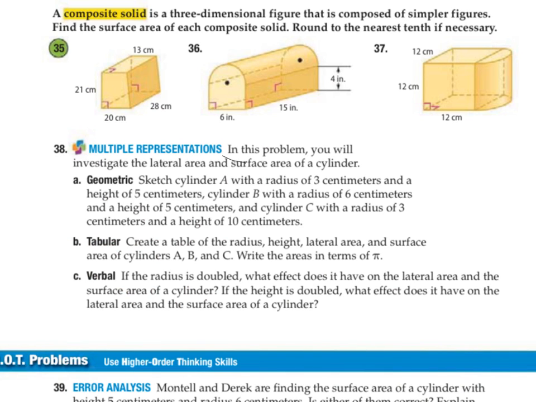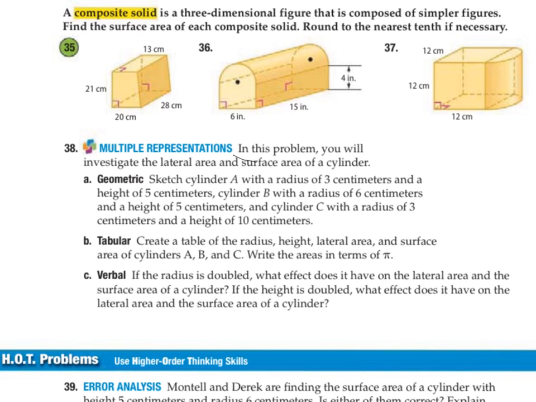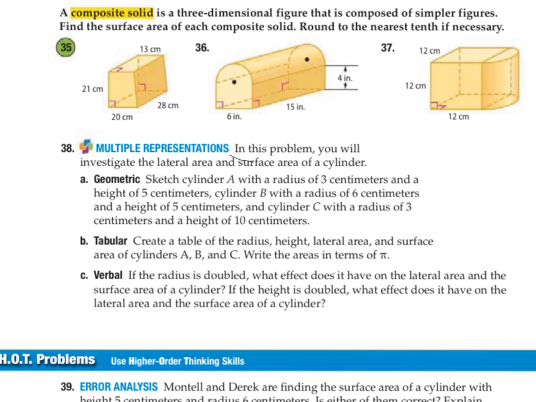When you look at these composite drawings, these composite figures, it means you're going to have to do to these three-dimensional figures what we did in Chapter 11 to two-dimensional figures. We're going to divide them into figures that we can handle. Let's start with 37 and go backwards. In 37, we have a cube, and it's attached to a half of a cylinder.